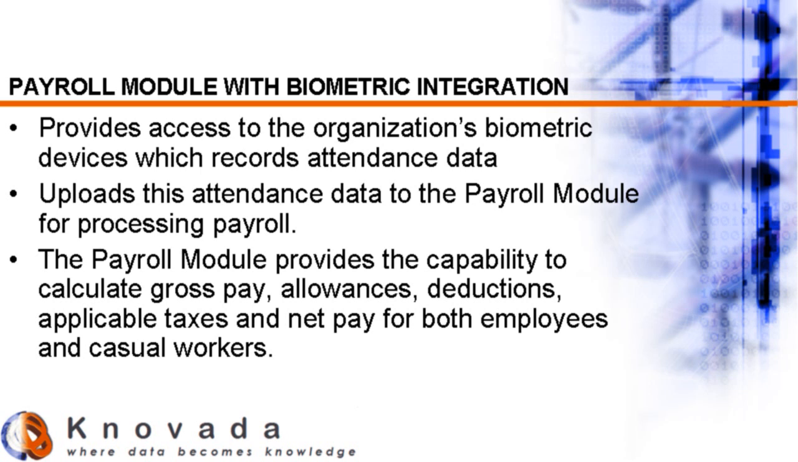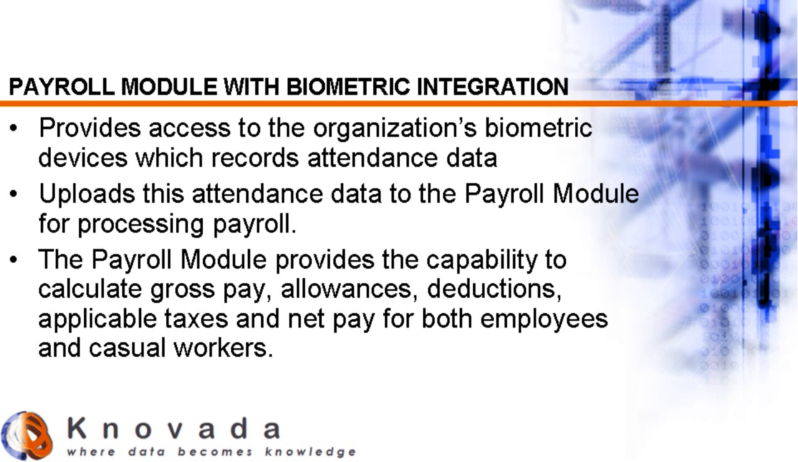Once the payroll processing is completed, the payroll information for each employee can be exported into an Excel spreadsheet, Word document or PDF. Print individual time slips, or transfer funds via direct deposit. When integrated with biometric and/or badge readers, employees' timesheet information is used when payroll is processed. The payroll module with biometric integration provides access to the organization's biometric devices, which record attendance data. The payroll module uploads this attendance data for processing payroll.